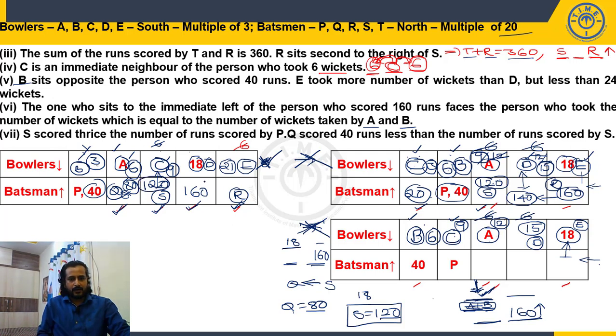So R, who is the only remaining person? T. Now T plus R is 360. Now what is the value of T? 160. So what is the value of R? 200. So B3, A6, C9, D18, E21, P40, Q80, S120, T160, R200. So this will be our final arrangement.